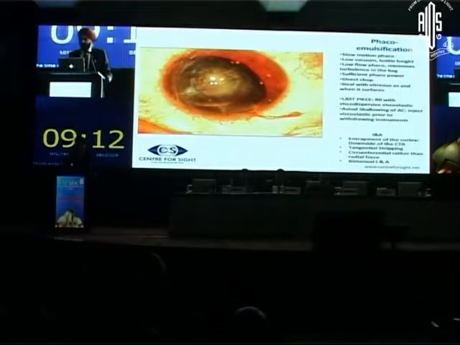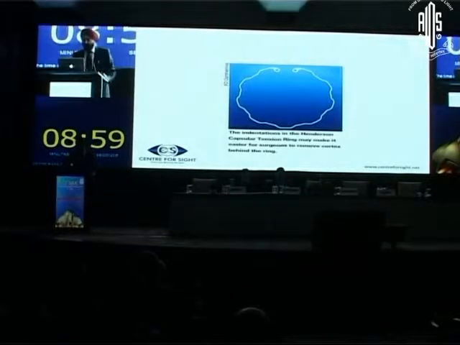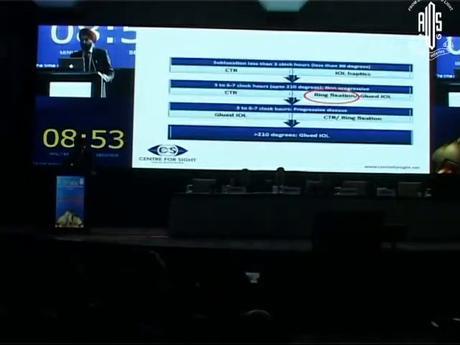In irrigation and aspiration, what is important is that with the capsular tension ring, the cortex gets embedded below it, so you have to do a radial or a circumferential maneuver. This is a modification which reduces the problem of the aspiration of the cortex because of these indentations.